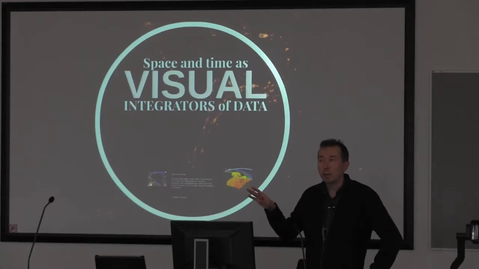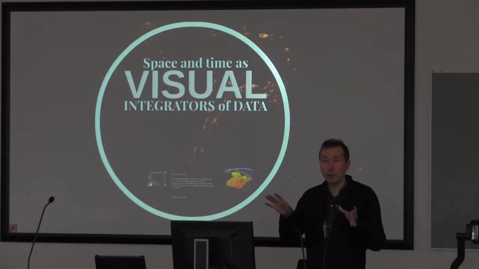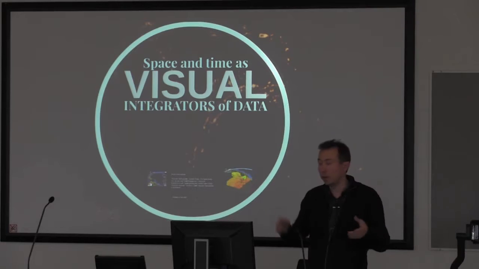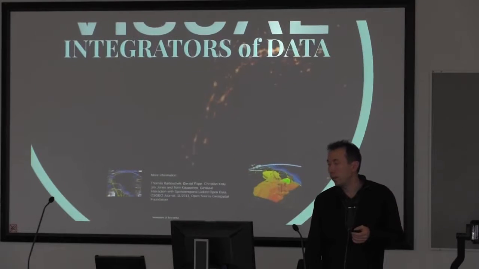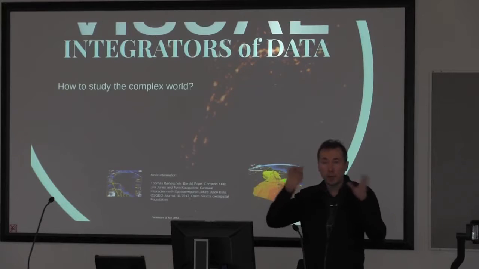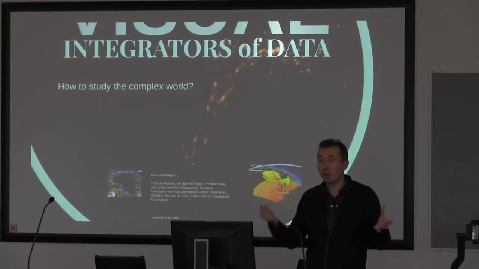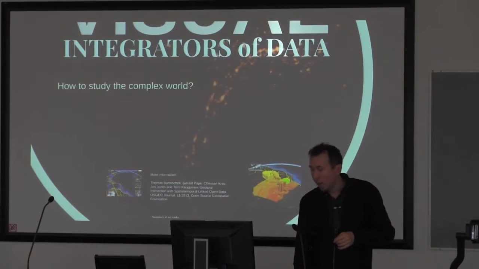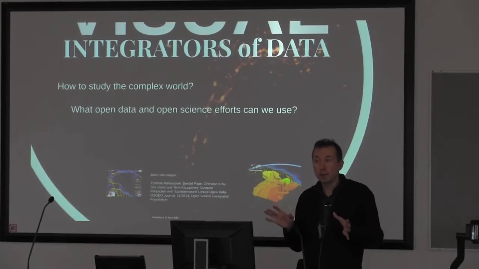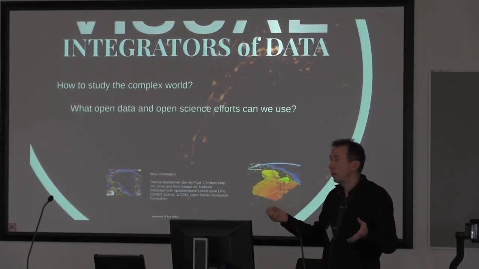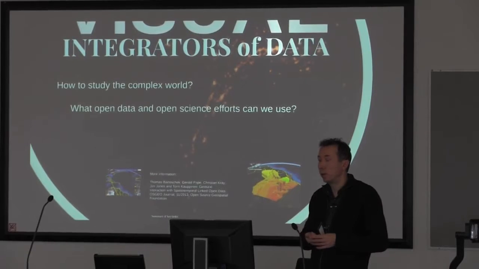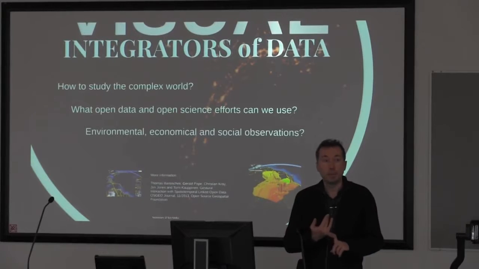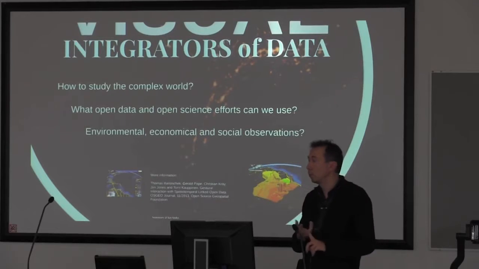Let me show you also one example. If you think about space and time, we are now in one place at a certain time. And if we think about really big questions, like how do we study the complex world, which is also related to what Tuuli was telling earlier, the big task here is to try to find what open data and open science methods are already available. So, for example, if we take really big questions like environmental, economical, and social observations.